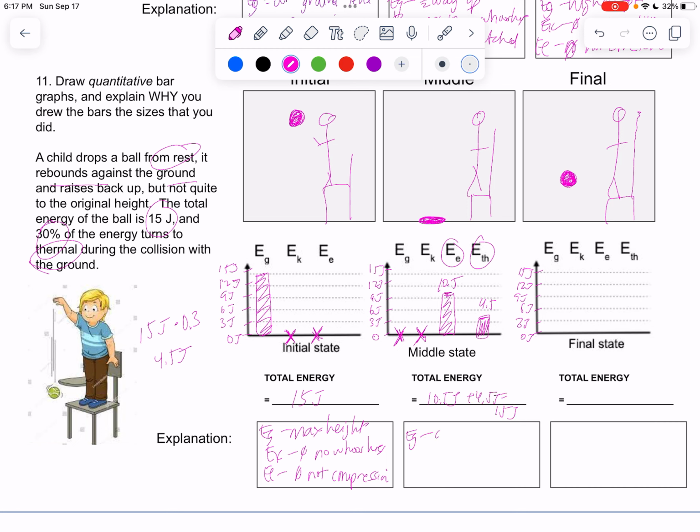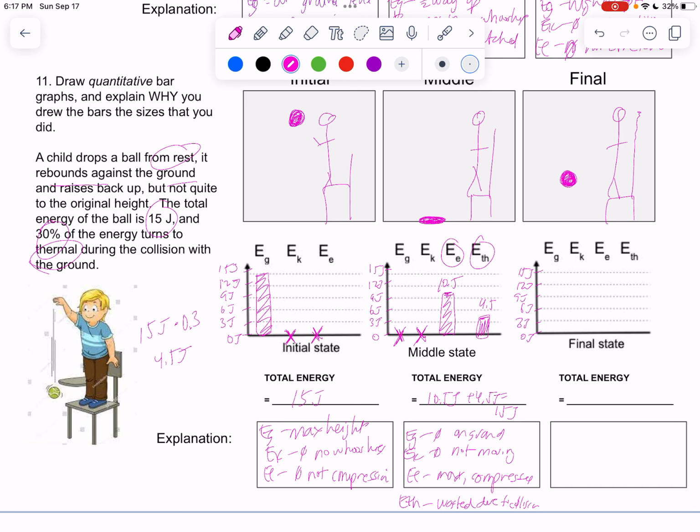So EG, 0 on the ground. EK, 0, not moving, no whooshies. EE, max, compressed. And E thermal, wasted due to collision. Now it doesn't say whether or not to include air resistance. Depending on what your teacher has said, you may or may decide not to do it.